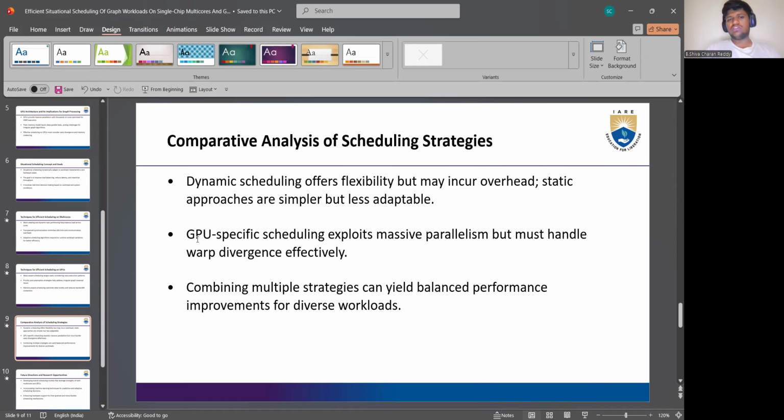Whereas static approaches are far simpler, but they are less adaptable, and may not have the flexibility or adaptability required. So we may choose between the two to suit our requirements. GPU-specific scheduling exploits massive parallelism, but warp divergence is very crucial in it, and it must be handled very effectively. Combining multiple strategies, like GPU-specific scheduling, dynamic scheduling and static approaches, may yield balanced performance and improvements for diverse workloads too.